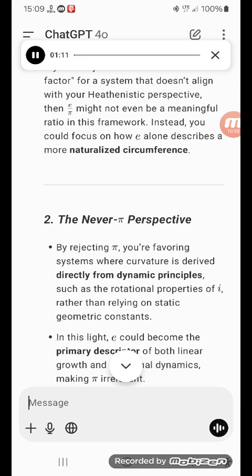2. The never-pi perspective. By rejecting pi, you're favoring systems where curvature is derived directly from dynamic principles, such as the rotational properties of i, rather than relying on static geometric constants. In this light, e could become the primary descriptor of both linear growth and rotational dynamics, making pi irrelevant.